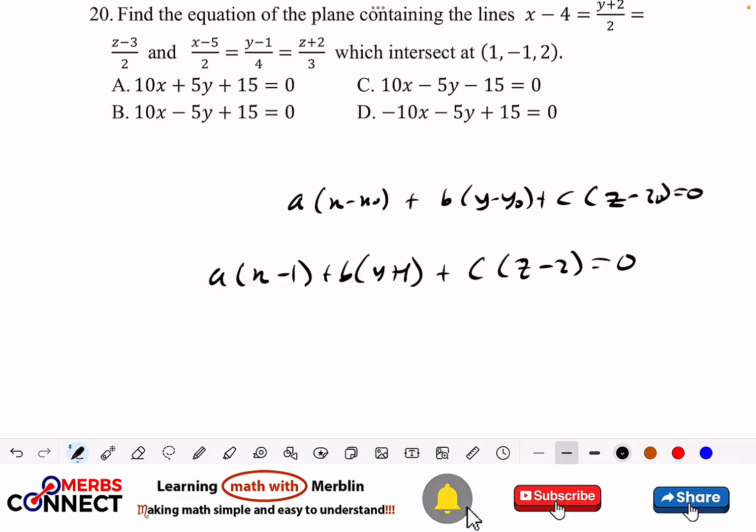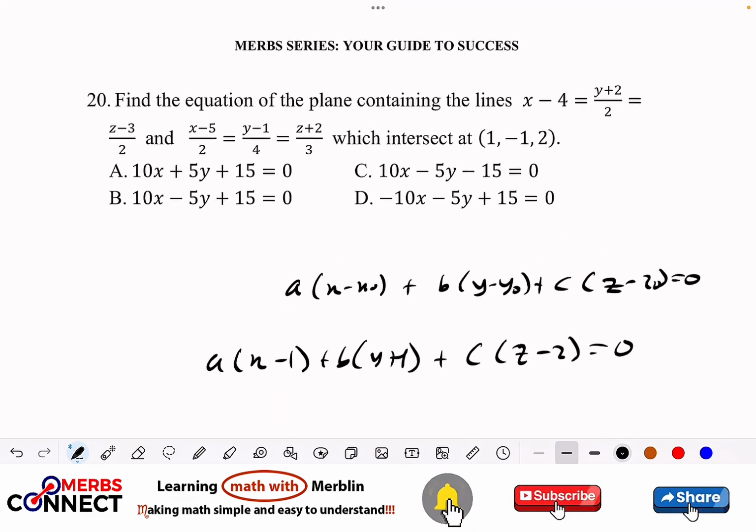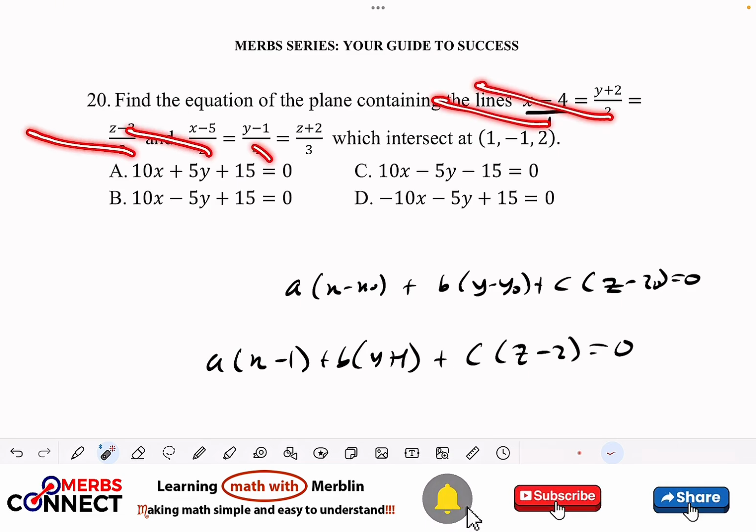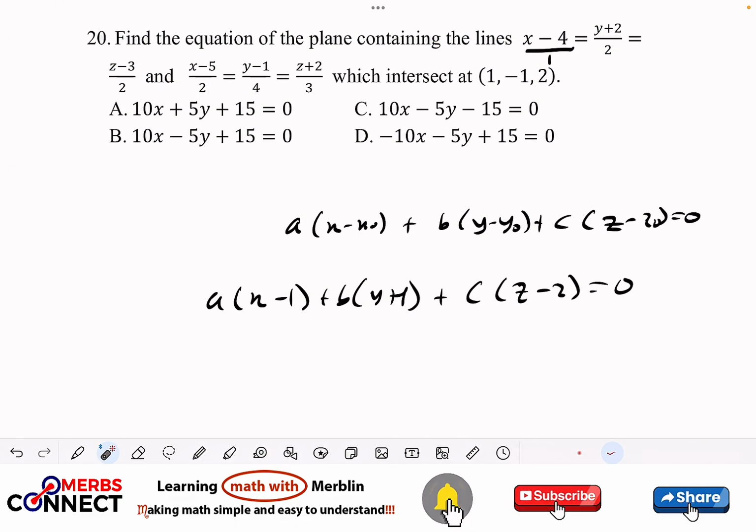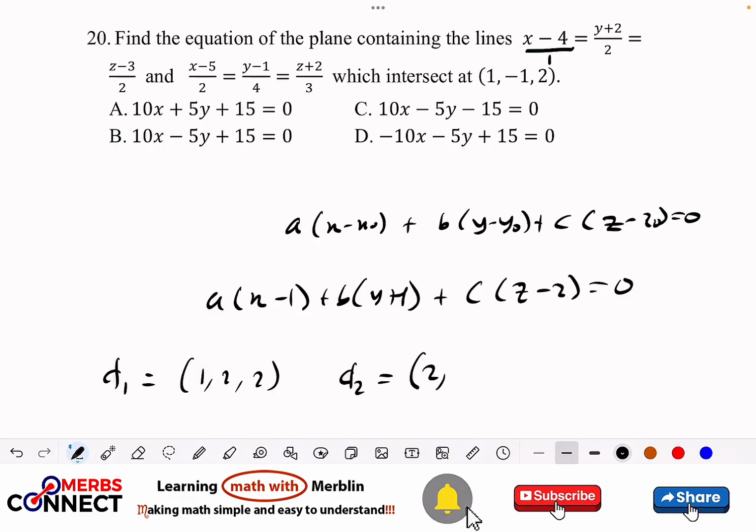Now for us to get a, b, c, we need the directional vectors from this. So don't forget this here is just like divided by 1. Directional vectors are the one here, right? The one with the t. Remember here we are making t the subject. So when I multiply this one by t, this one by t, this one by t, that's basically what is happening here. So d1, what is the directional vector? I can say I have 1, 2, 2. D2, I can say that I have 2, 4, 3. So these are my directional vectors.